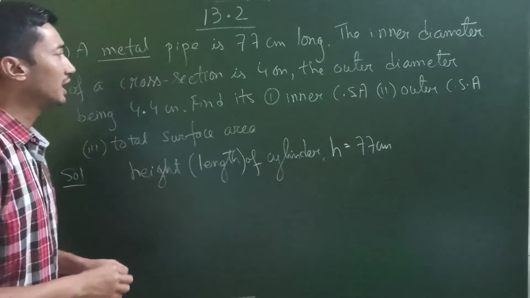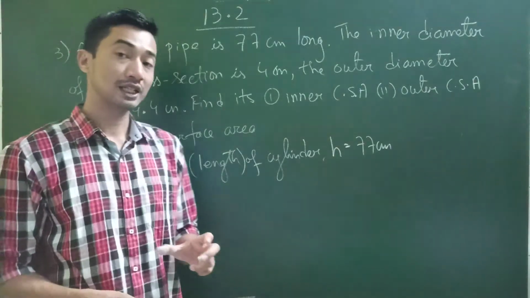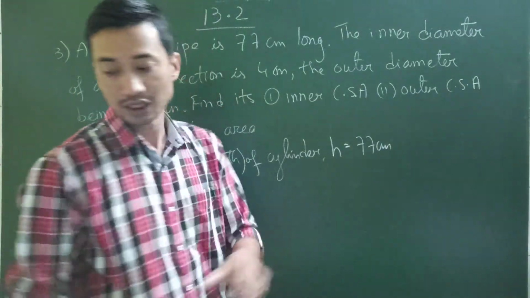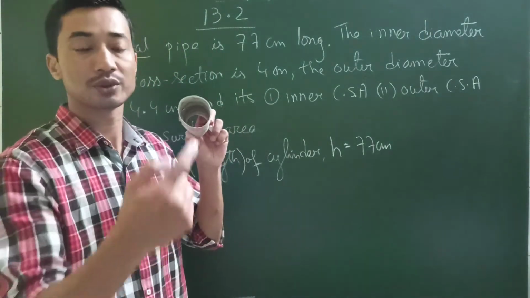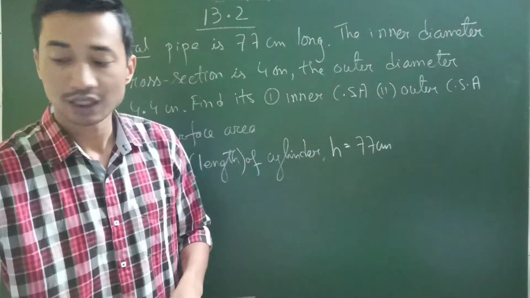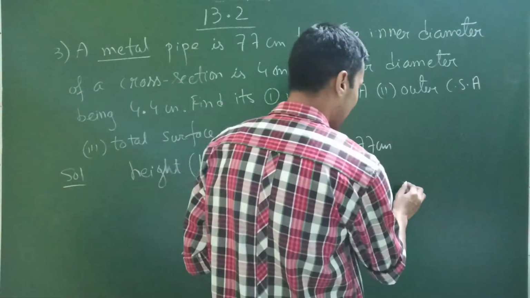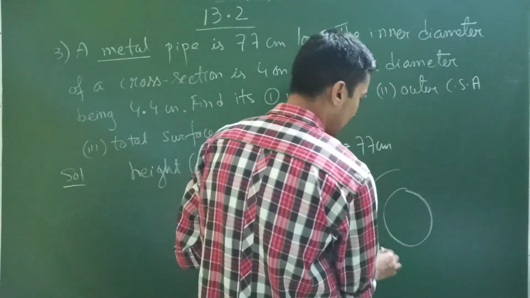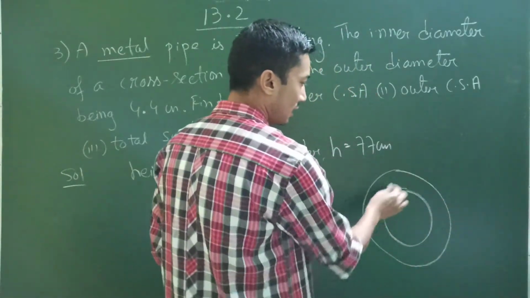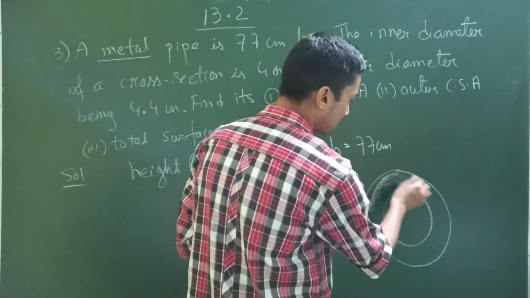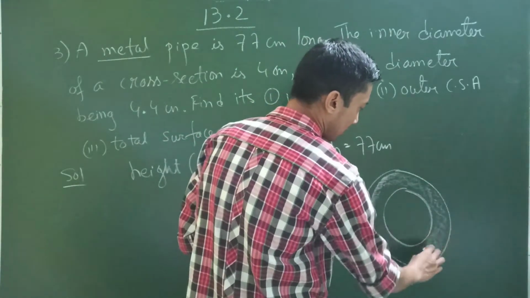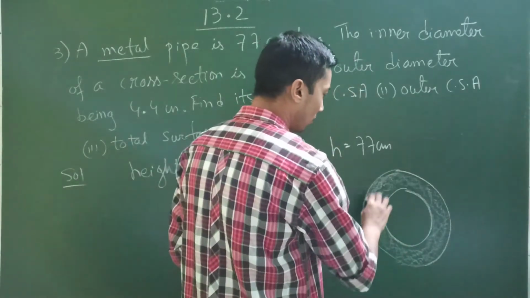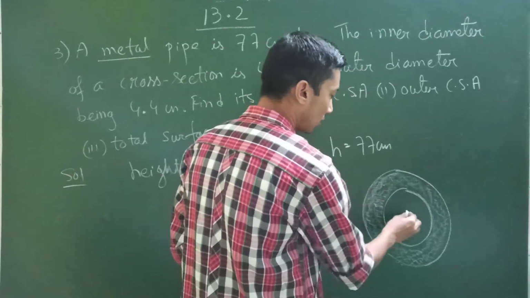That means we have actually two pipes, one inside the other. If we look through the area of cross section, we have two circles: one is the smaller circle, the inside circle, and one is the outer circle. And since it is metal, this portion is also made up of metal. It is not hollow. It is not mentioned in the question that it is hollow.